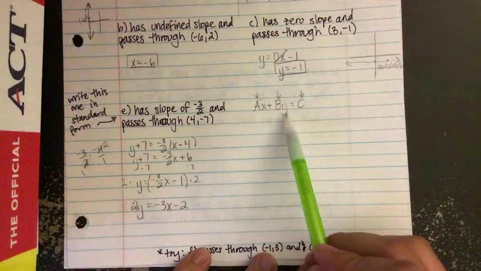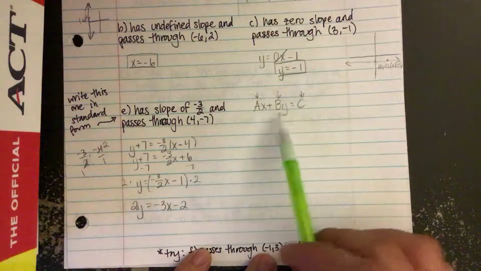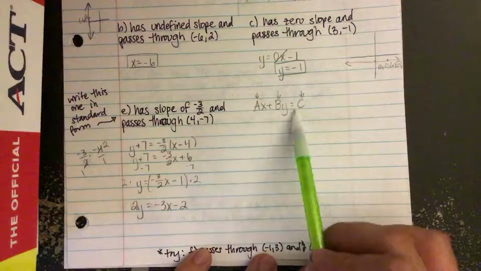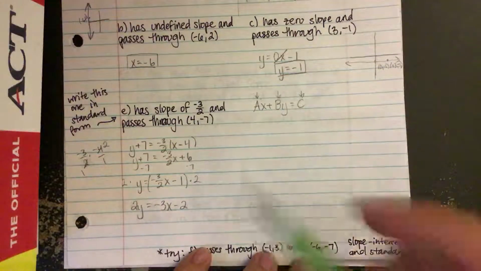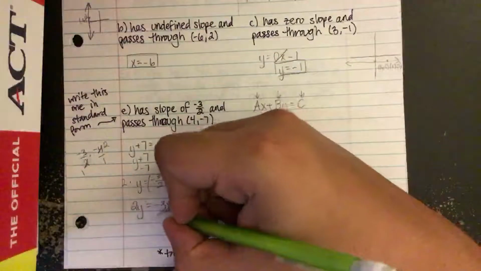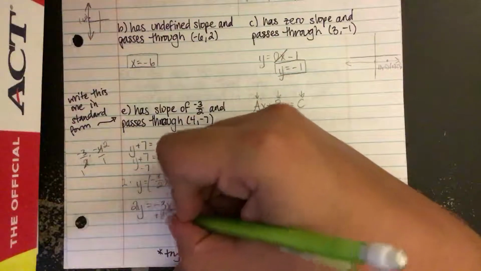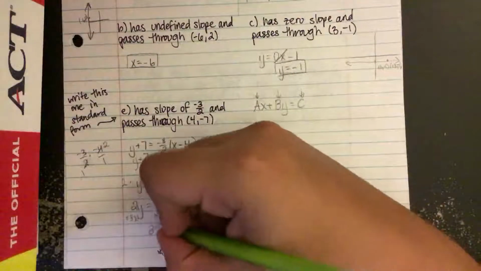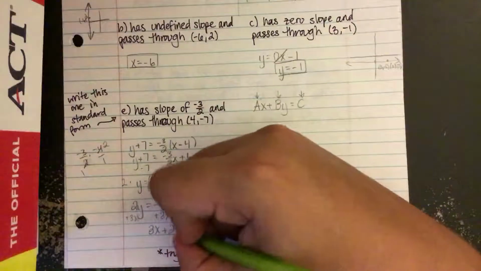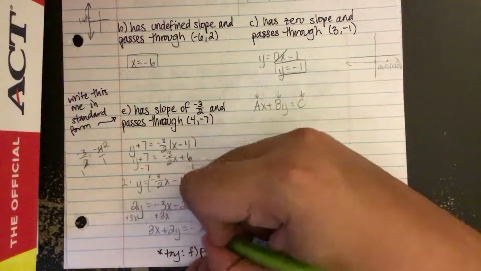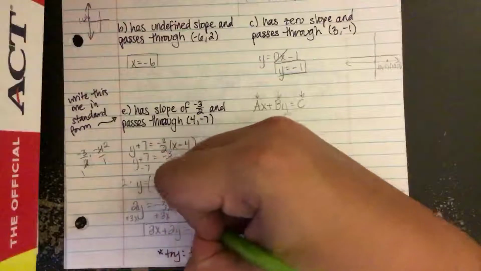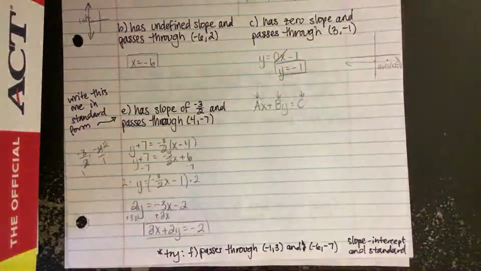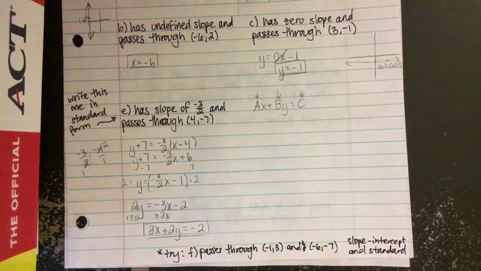Now we got to make it look like this. And by this, I mean all the variables are on the left, and we have a constant on the right. Well, that's not too bad. All that means is we got to add our 3x to the left. We get 3x plus 2y is equal to negative 2. And there is our standard form. Okay. Hopefully that sounds good to you.